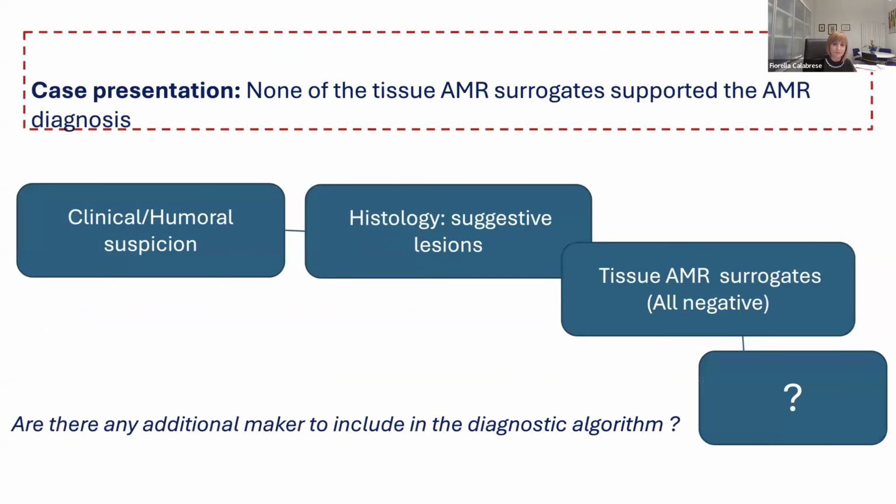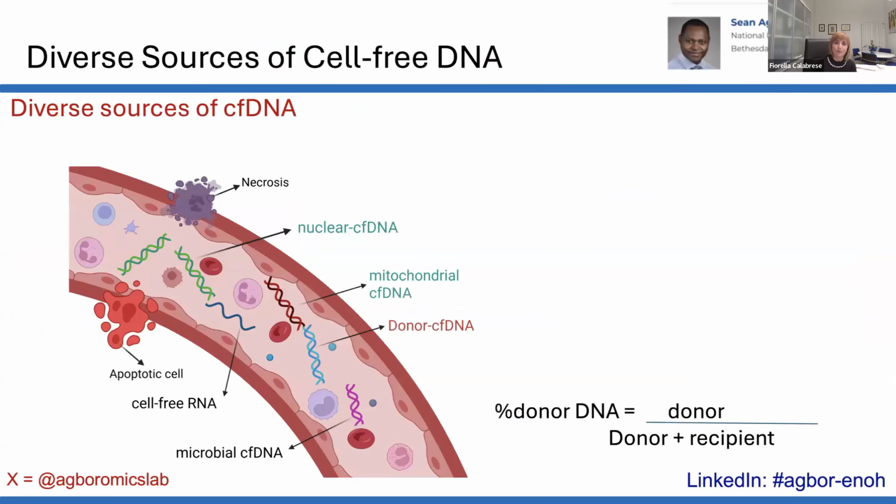So in conclusion, in our case, none of the tissue AMR surrogates supported the AMR diagnosis. But currently, are there any additional markers that we can add in the diagnostic algorithm? For that, I'll hand over to Sean to introduce and discuss this other important tool. Please, Sean, the floor is yours.